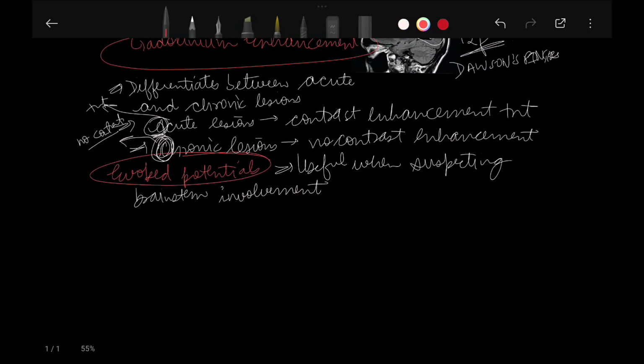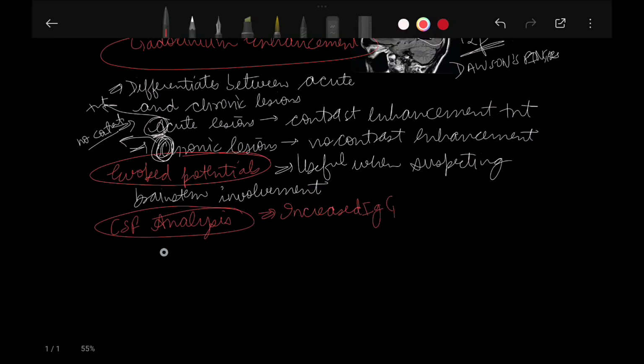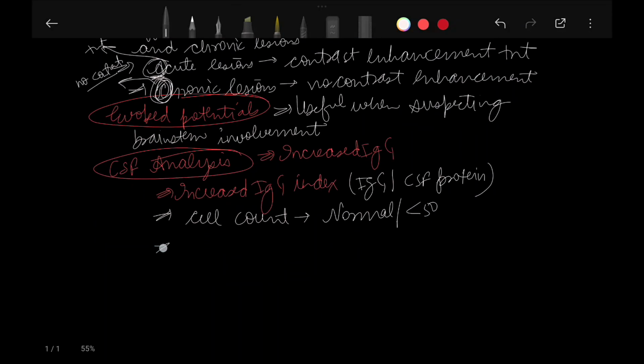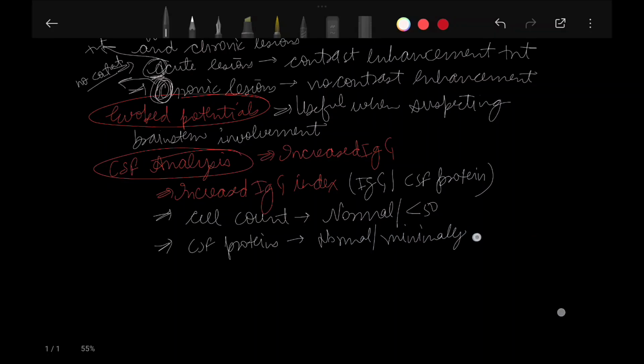After that, we have CSF analysis. In CSF analysis, there is increased IgG. There is increased IgG index, that is IgG over CSF protein. It is the index. Since IgG will be increased, IgG index will also be increased. And coming to cell count, it is normal or less than 50. In CSF proteins, just remember that IgG will be increased in CSF. That's more than enough. Cell count may be normal or less than 50. CSF proteins can be normal or minimally increased.